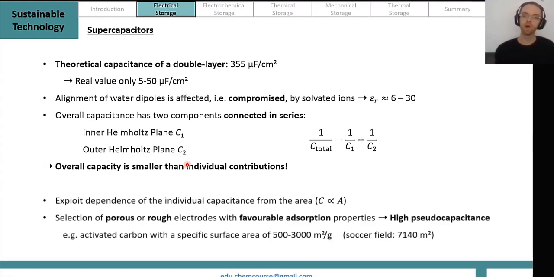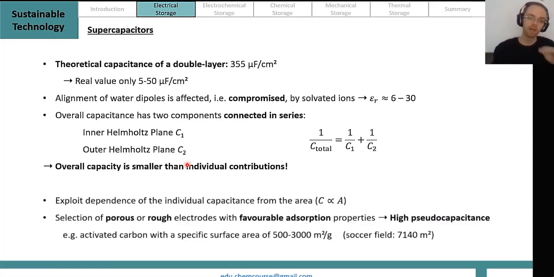And this is why as electrodes, as these materials, we often choose porous or very rough electrodes which have favorable adsorption properties. So ions would like to go to their surface, and therefore we will have a high pseudocapacitance. A typical example for this, just to get an idea about the size scales, is, for example, activated carbon. If you think about a plate of metal which is 1 meter by 1 meter, it is pretty obvious that you will have a surface area of 1 square meter, or 1 foot by 1 foot is 1 square foot.